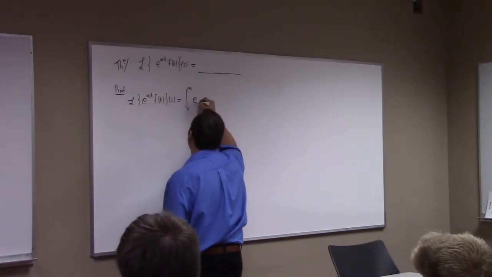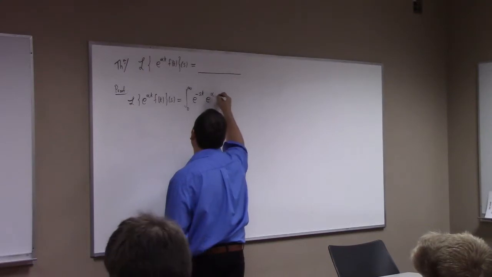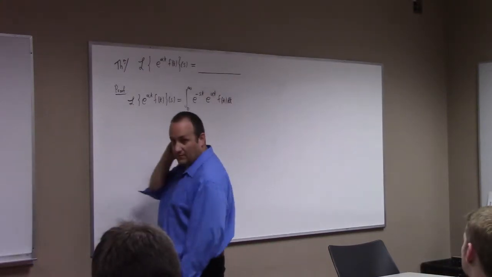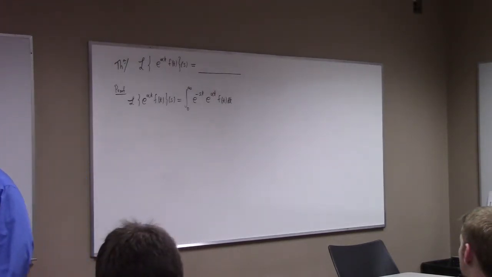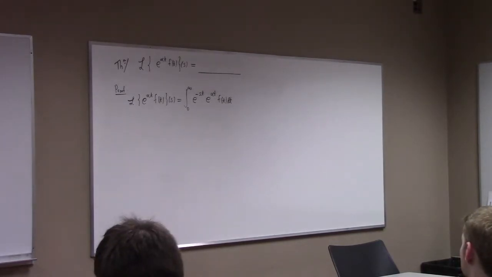So here goes: the integral of e to the minus st, e to the alpha t, f of t dt. Right, that's the definition of the Laplace transform. I want to see if we can't discover a better way to look at this. We're deriving right now what's called the Shift Theorem, okay?